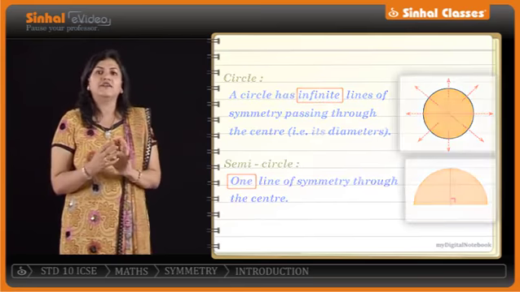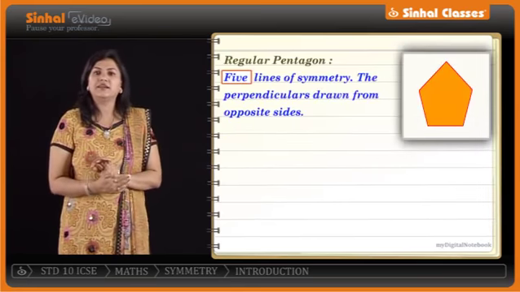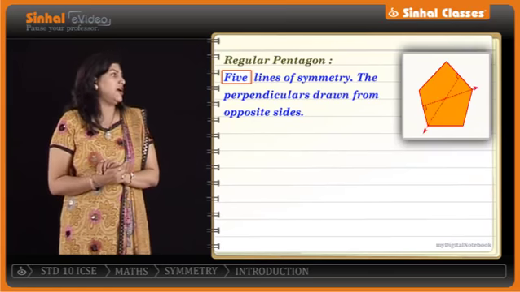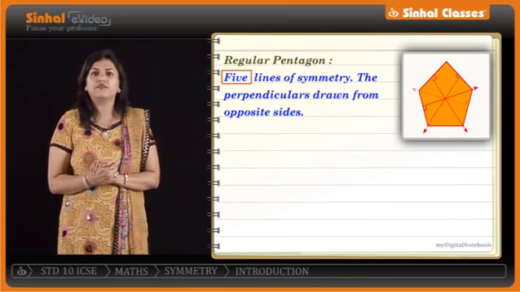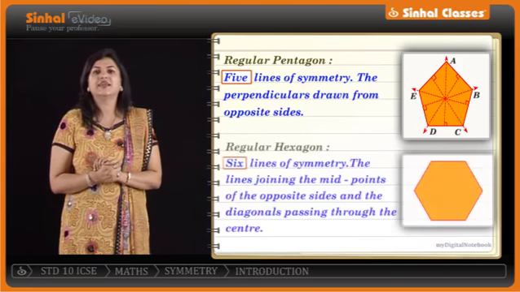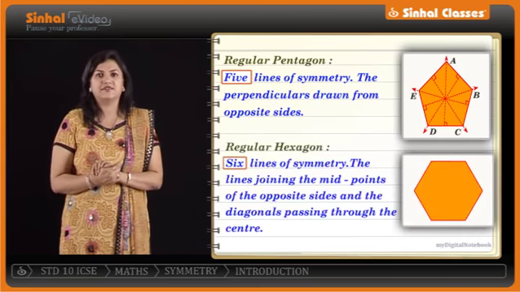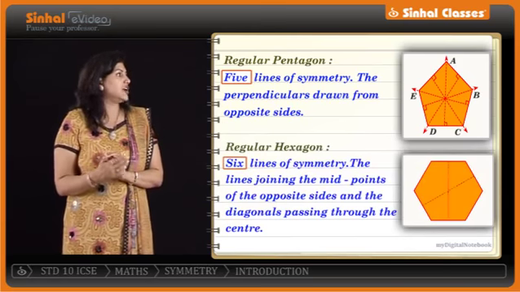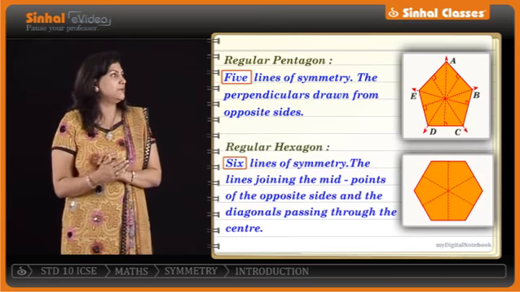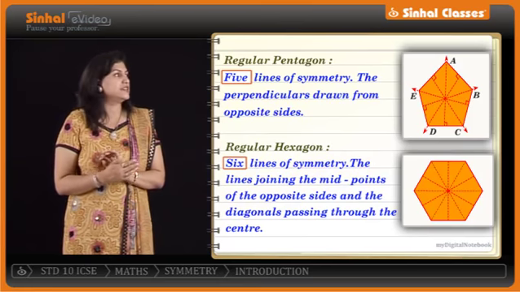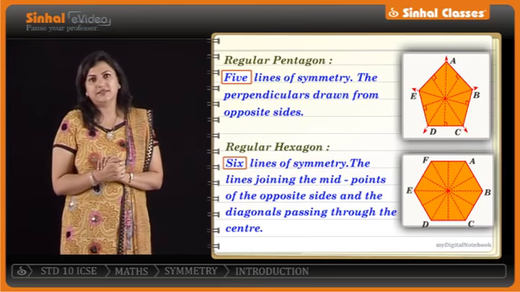Now if you have a regular pentagon, pentagon means a five-sided figure, there will be five lines of symmetry, which are the perpendiculars drawn from the opposite sides. For a regular hexagon, hexagon means six-sided figure, there will be six lines of symmetry, which are the lines joining the midpoints of the opposite sides and also the diagonals passing through the center.